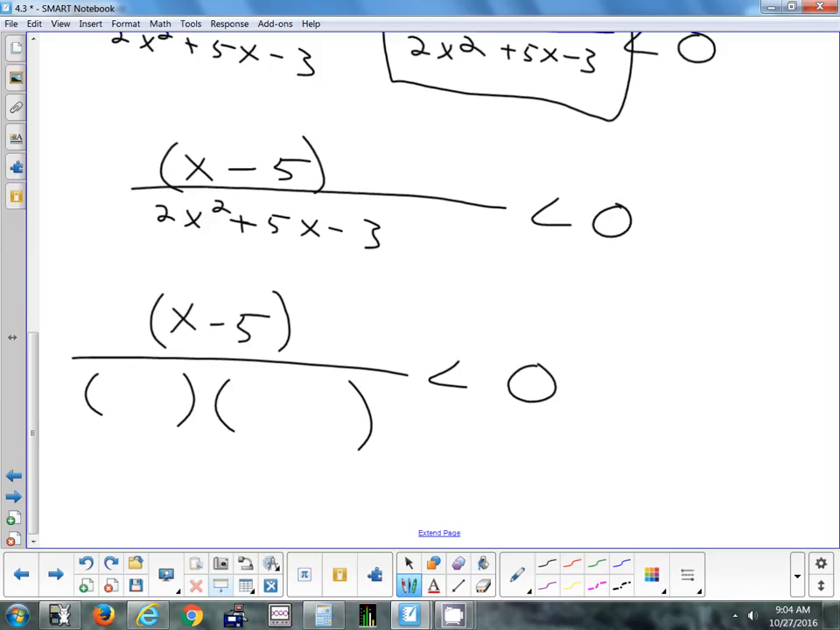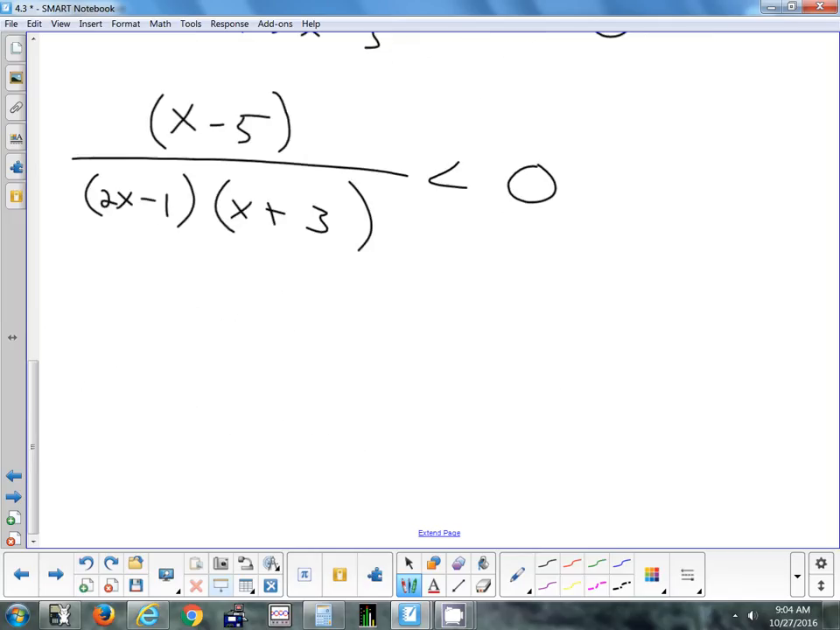Okay, how does the bottom factor? 2x minus 1, x plus 3. Let's check. Get 2x squared plus 6x, take away 1, that's positive 5, and negative 1 times 3, negative 3. Perfect. So now, from here, we're going to make our sign chart. Okay? For those that are really comfortable, you can just jump right to the final answer. I'll go through it step by step if you need to.